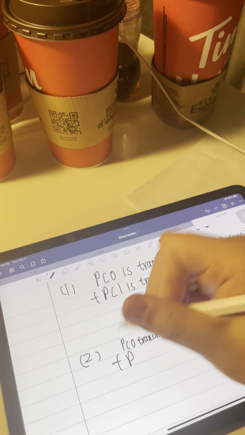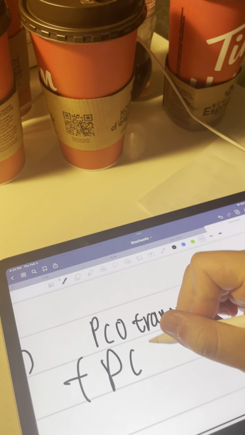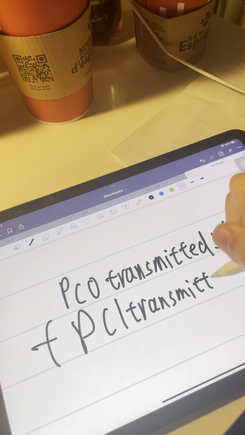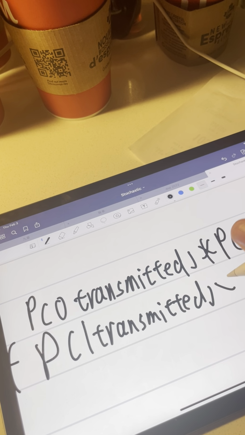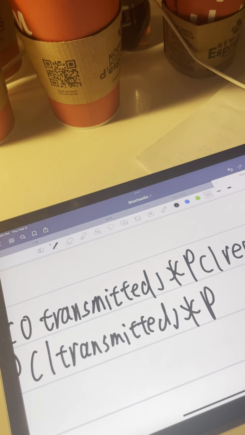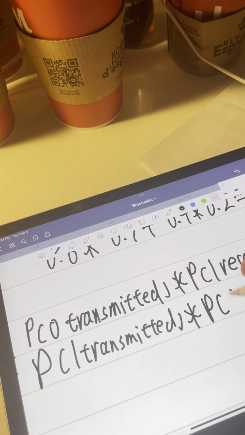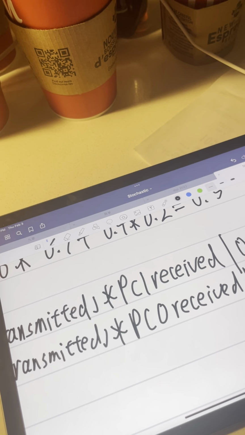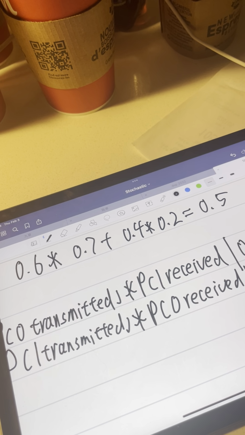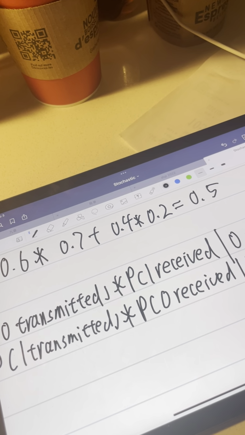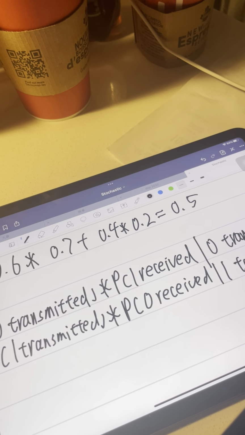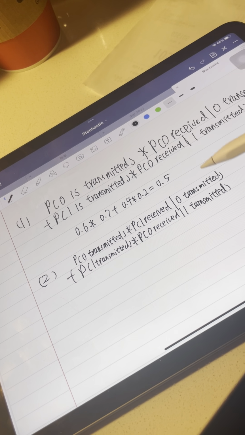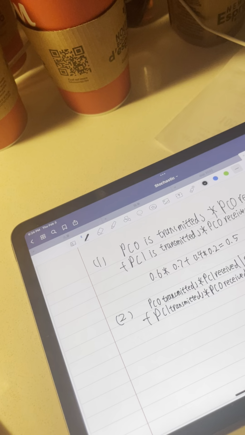plus the probability that 1 is transmitted times the conditional probability that 1 is transmitted but 0 is received. These two are when errors happen, so when we add these two parts together, we get the probability of error.